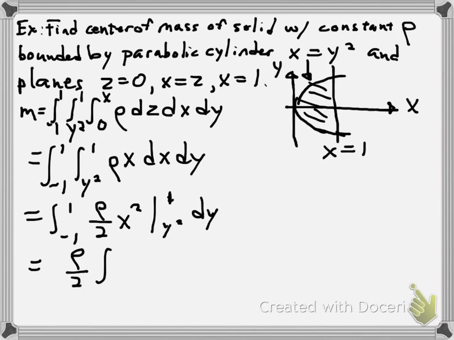and then integrate from -1 to 1. Plugging in 1, we get a 1, and then minus a y to the 4th power dy. And from here, I will ask that you check that this turns out to be 4 rho over 5.